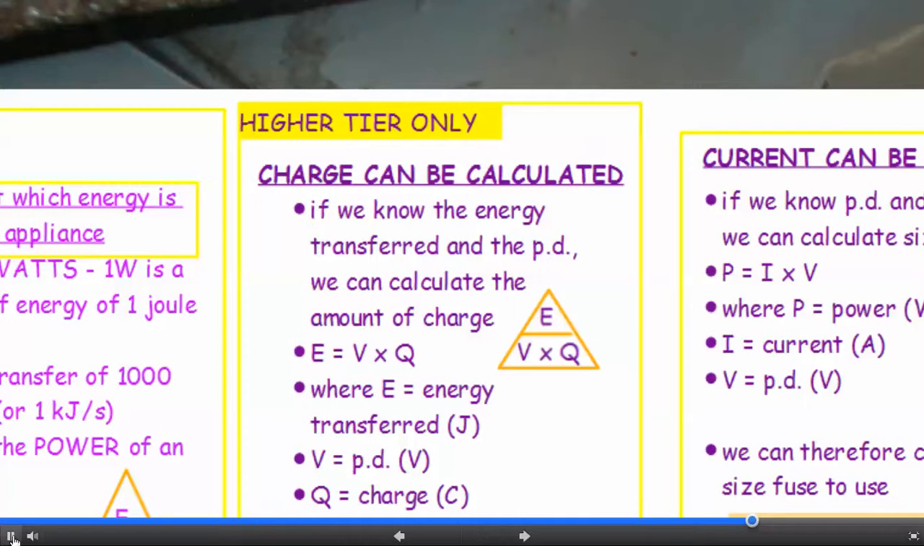Now, if you're doing the higher tier paper, you need to be able to calculate charge. If we know the energy transferred and the PD, we can calculate the amount of charge that flows using this equation off your physics equation sheet, E equals V times Q, where E equals the energy transferred in joules, V equals the potential difference in volts, and Q equals the charge in coulombs.